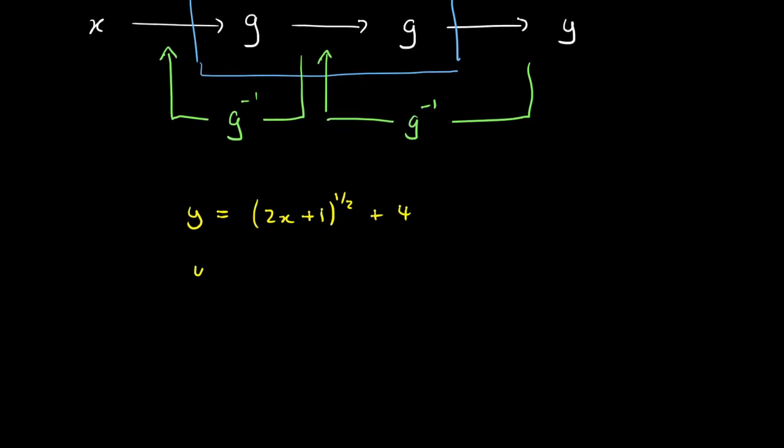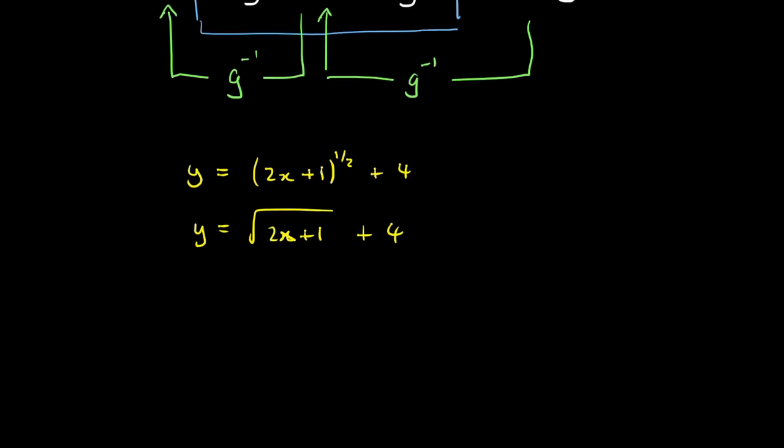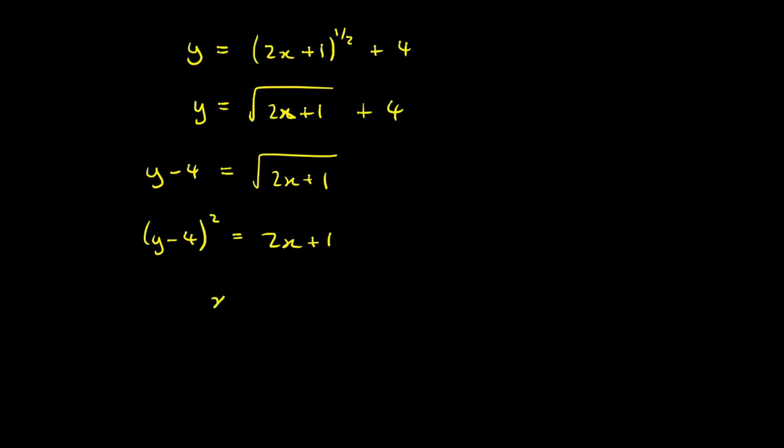And of course, that's the same thing, isn't it, as the square root of 2x plus 1 plus 4. So how can I invert that? I'm going to get y minus 4 is equal to the square root of 2x plus 1. So y minus 4 all squared is equal to 2x plus 1. So x is going to be equal to y minus 4 all squared minus 1, divided through by 2. Or if we prefer, times by half.